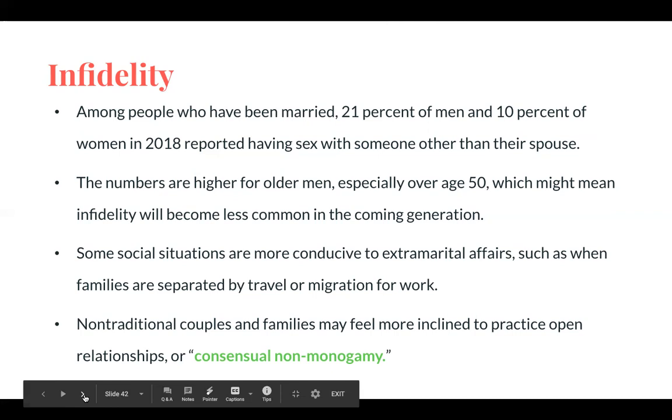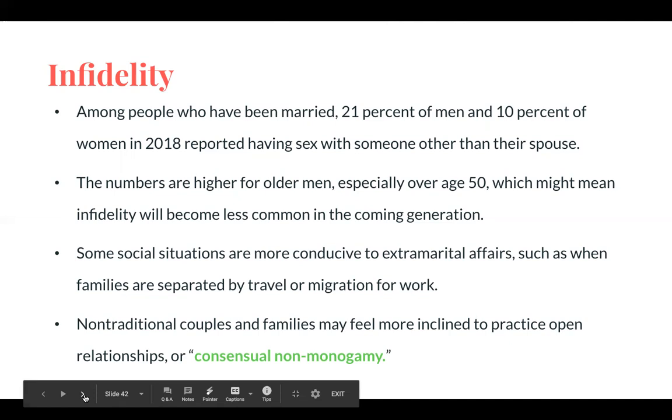People report knowing people who do it, more so than they report themselves doing it. A 2018 report showed that about 21% of men and 10% of women reported having sex with someone other than their spouse. The numbers become higher if the man is older, like over the age of 50. And so your book suggests that maybe infidelity is becoming less common in the coming generation because it was seen as more acceptable, particularly for men, in earlier decades.